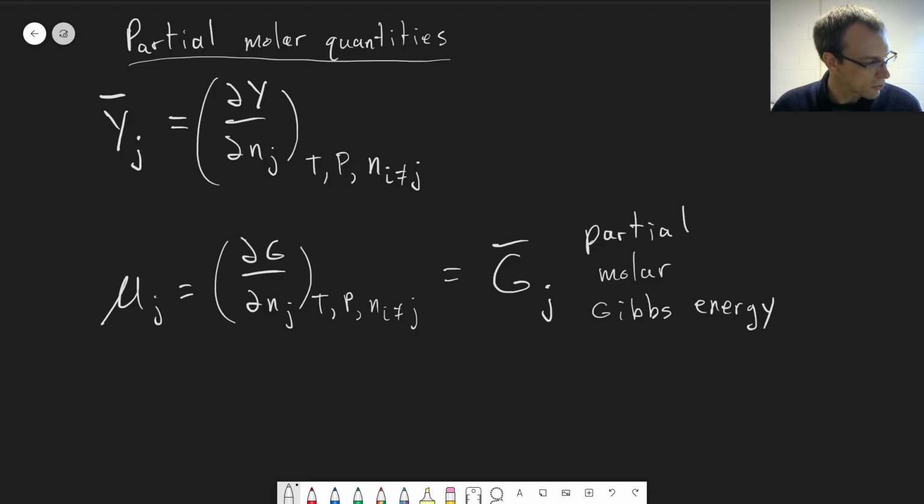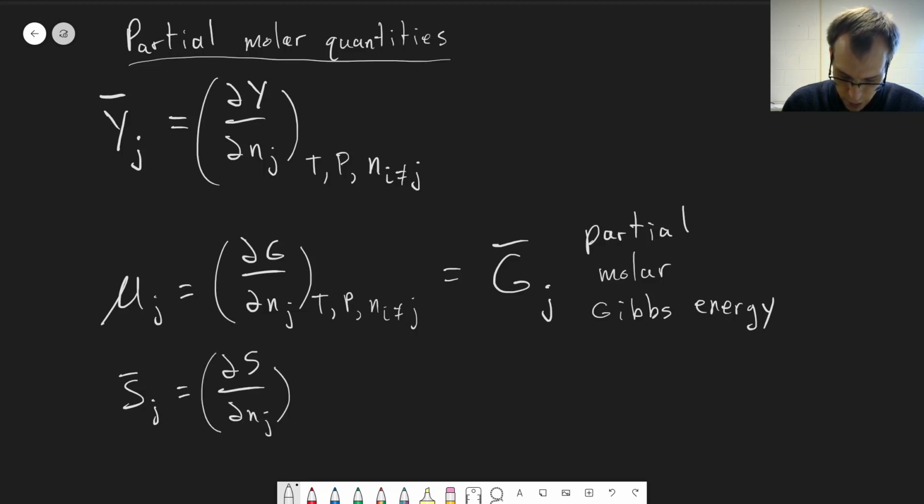We can write this for other things like a partial molar entropy. So S bar of component J would be the same thing, dS/dNJ, holding everything else constant: holding temperature, pressure, and all the other moles constant. Or we can also do this with a partial molar volume.